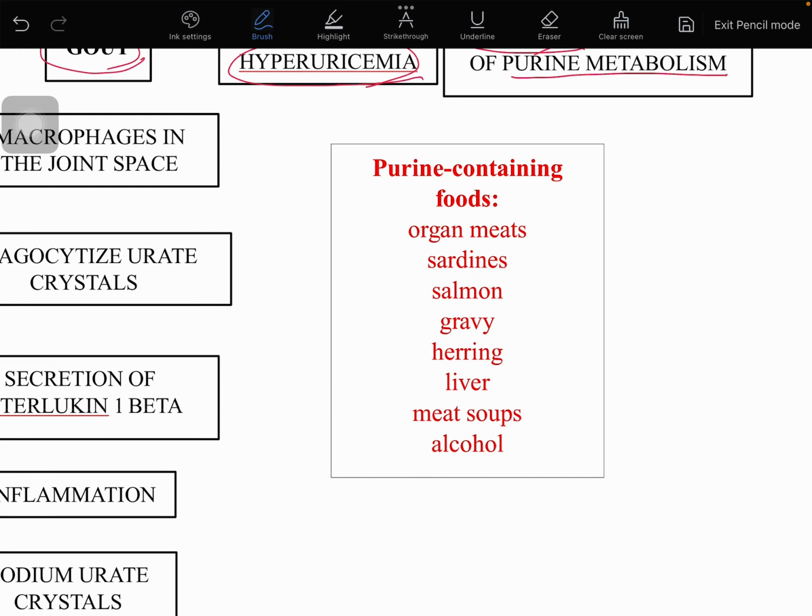So what are the purine containing foods natin? Of course, number 1, we have your organ meats. Next, we also have your sardines, no? Your salmon, di ba? Your gravy, your herring, your liver, and your meat subs. And of course, your alcohol, particularly yung beer natin. So these are foods that have a high concentration of your purine that need to be avoided kapag meron ka ng gouty arthritis.